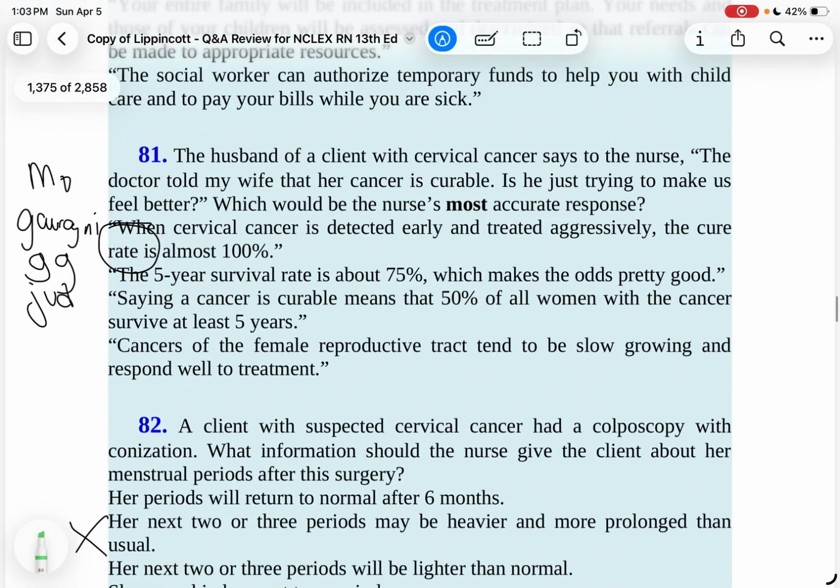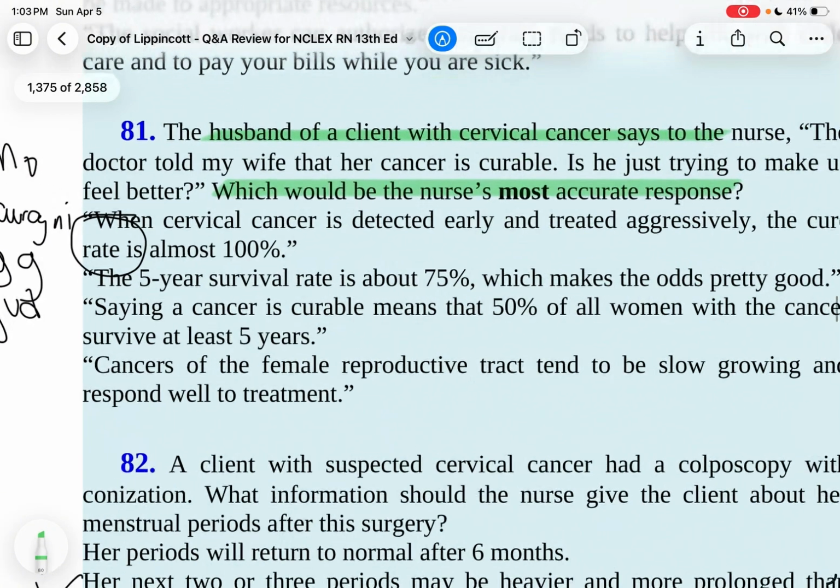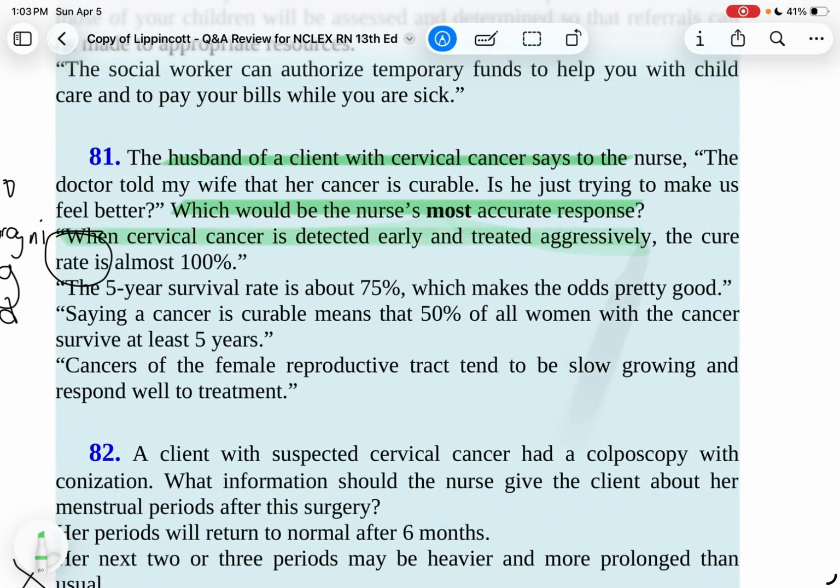The husband of a client with cervical cancer says to the nurse, the doctor told my wife that her cancer is curable. Is he just trying to make us feel better? Which is the most appropriate response of the nurse? When cervical cancer is detected and treated early, the cure rate is high.